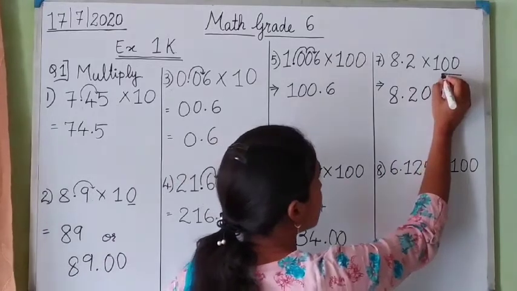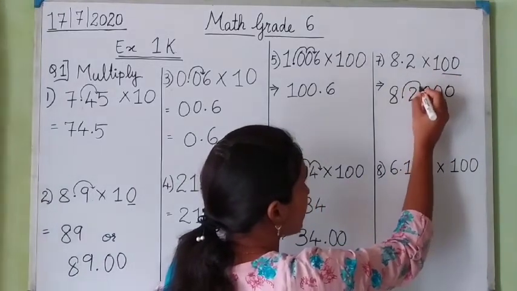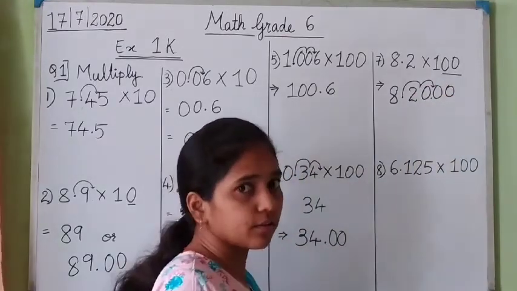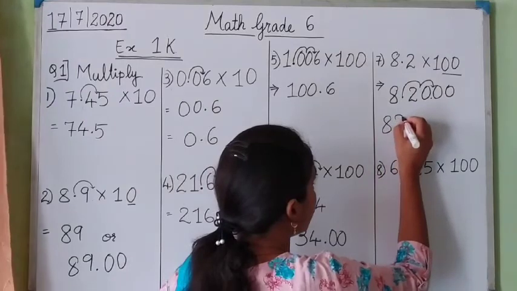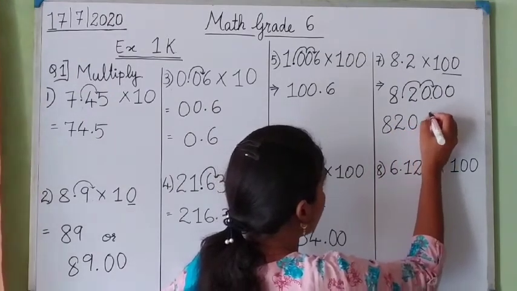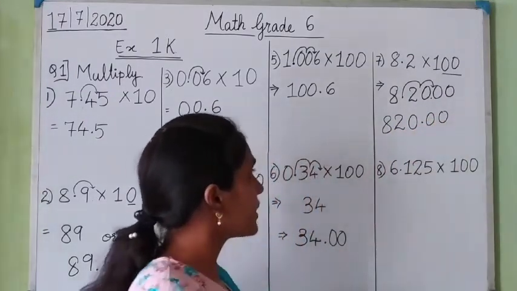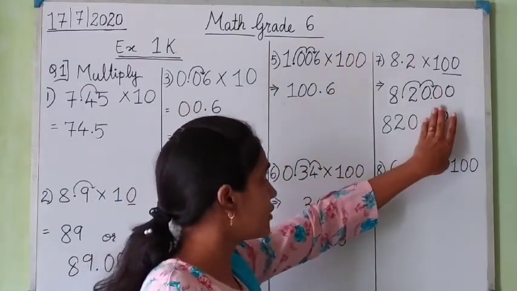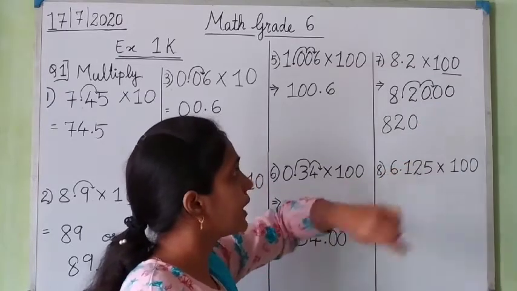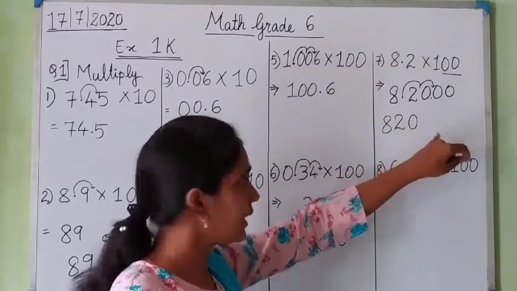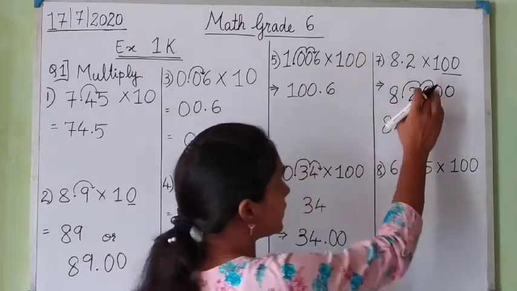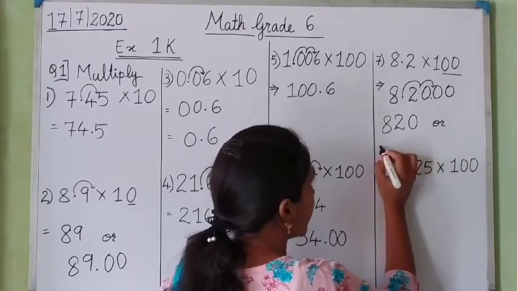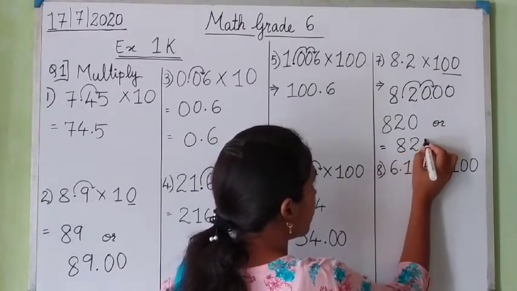So now I have to shift the decimal point 2 times. Okay, 1 and 2. So now the decimal point is going to come here. So this number will become 820.00. This 820.00 means what? If I erase these two zeros and the decimal point, it becomes 820. So this multiplication I can write as 820, or I can also write it as 820.00.